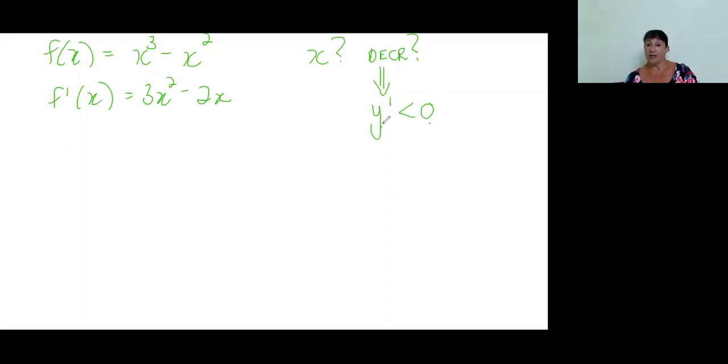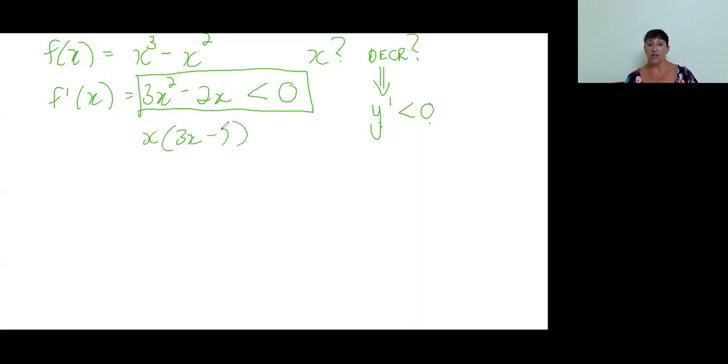I want to know where it's decreasing, so I need to solve where the derivative is less than 0. Now this is an inequality with powers bigger than 1, so this is a way that they can test whether you know how to solve inequalities. Remember, the steps for inequality are everything to one side, 0 on the other, factorize. So you would have needed to take out x, and then you are left with 3x minus 2.